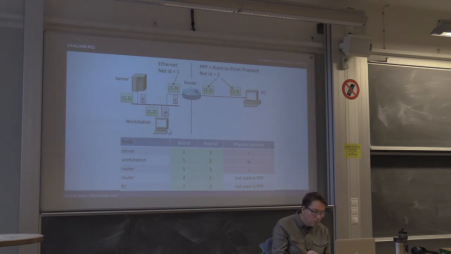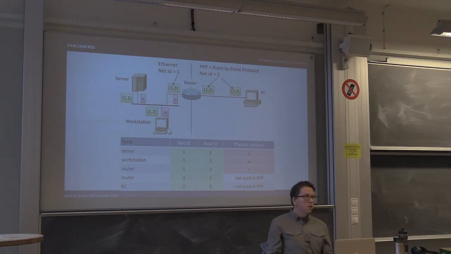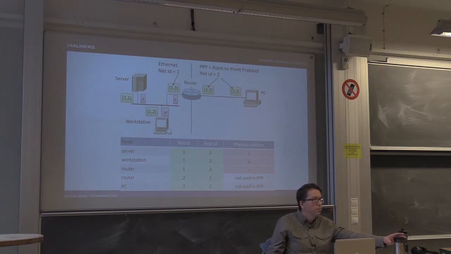Okay. The workstation here is only connected to network 1 and is node number 2. The server is connected to network 1 and it's node number 1. So the green ones here, we can think of them as the IP addresses. Questions on that before we continue?